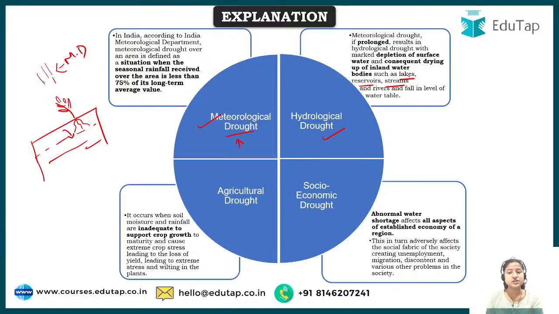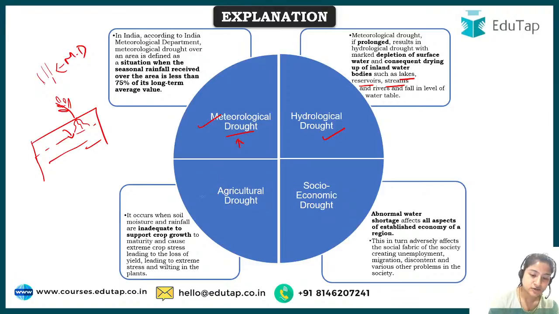So meteorological drought would lead to what? Hydrological drought. I hope you understand what hydrological drought is: basically the depletion of the surface water, or whatever water was available, because this time the rain is less, so people or the plants or natural things would consume the leftover water or the reservoirs.